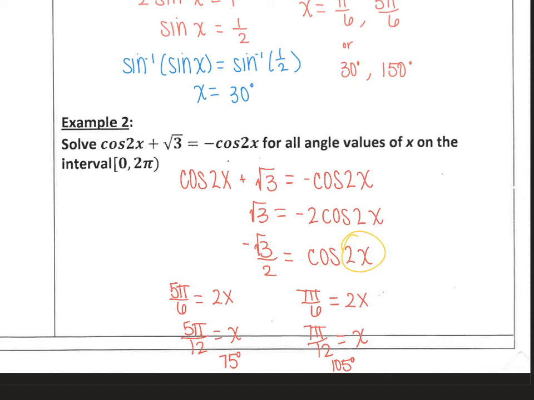Okay, so once you did that, you could even do that in the calculator as well, but remember in the end you still need to divide your result by 2. So your two answers would be the 5 pi over 12 and the 7 pi over 12.